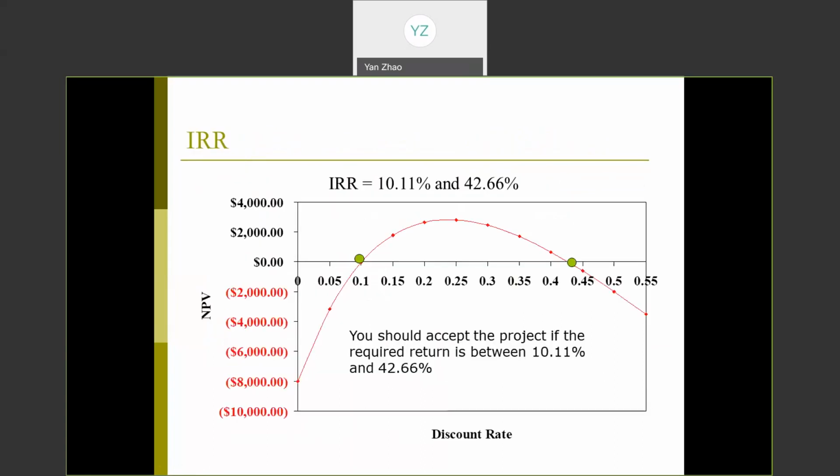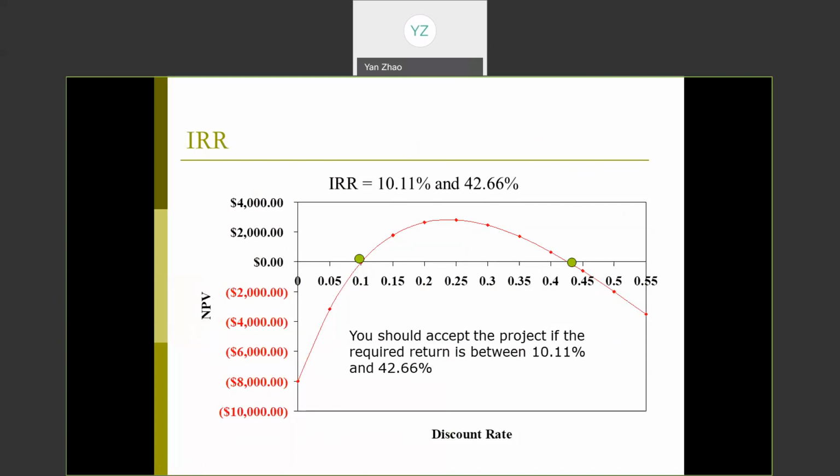Let's calculate the internal rate of return. As you can see, by definition, internal rate of return is the discount rate that makes the net present value 0. But in this particular project, you have two internal rates of return, both 10% and 43%, can make the net present value 0 because it's a curve. So now, should you accept the project or not?